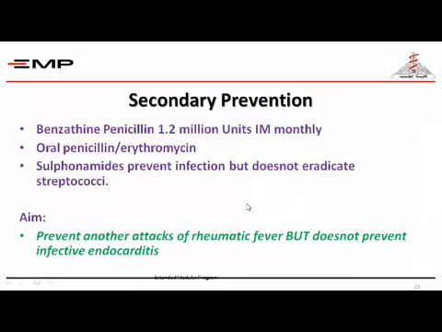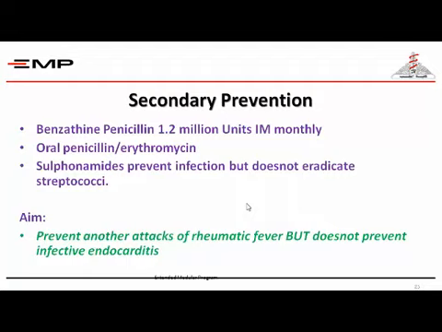The last important issue in our lecture is the secondary prevention. Secondary prevention means that a patient got one attack of acute rheumatic fever, then we have to prevent another attack. So the patient will take benzathine penicillin 1.2 million units intramuscularly every month. This is the best treatment, which is better than oral penicillin or sulfonamides, but erythromycin and sulfonamides can be used if there is allergy to penicillin.